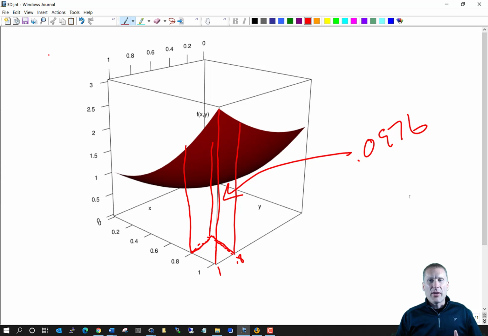It's going to be a lot easier to think of probabilities associated with one random variable than maybe with 10 at a time.